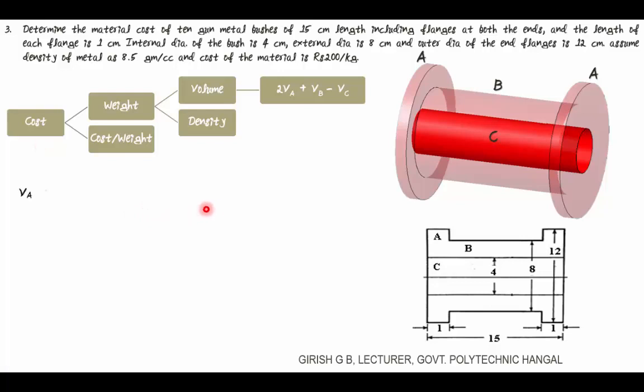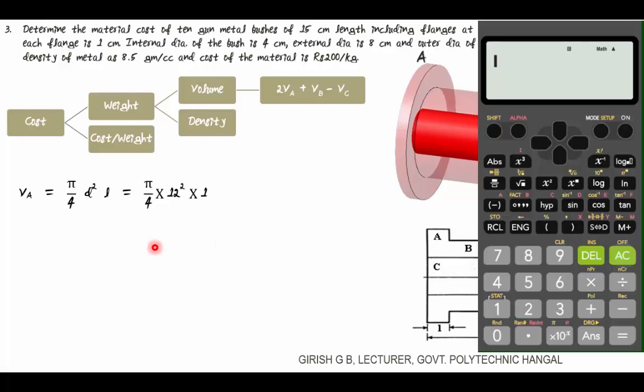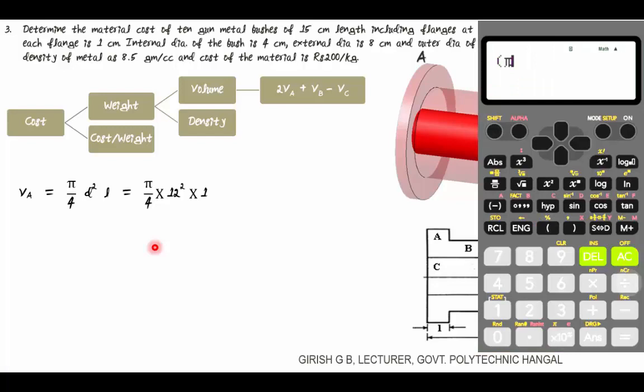The first step is to determine volume VA, that is equal to, for the cylinder, pi by 4 d square L, that is pi by 4 into diameter 12 square into length 1 centimeter. We are going to take the help of the calculator. Pi divided by 4, into 12 square into 1 equals, storing this value to A. The answer is 113.097 cc or cubic centimeter.